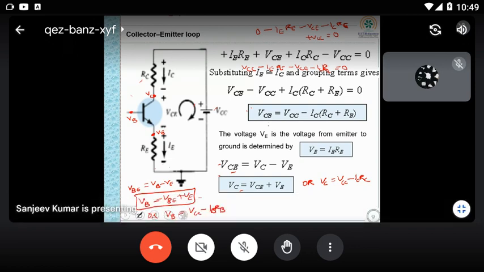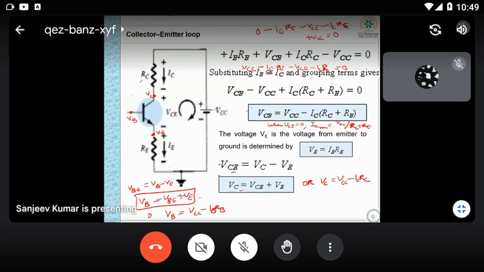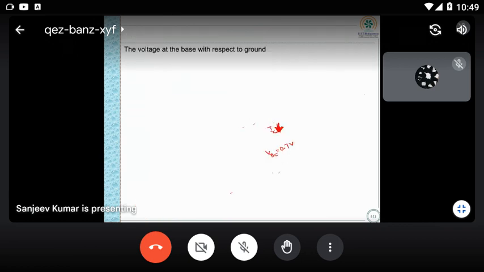So when VCE is equal to 0, IC maximum or saturation will be VCC divided by (RC plus RE). So the saturation current will be based upon your RC and RE. But VCE maximum will be VCC, because when IC is equal to 0, VCE max is equal to VCC.